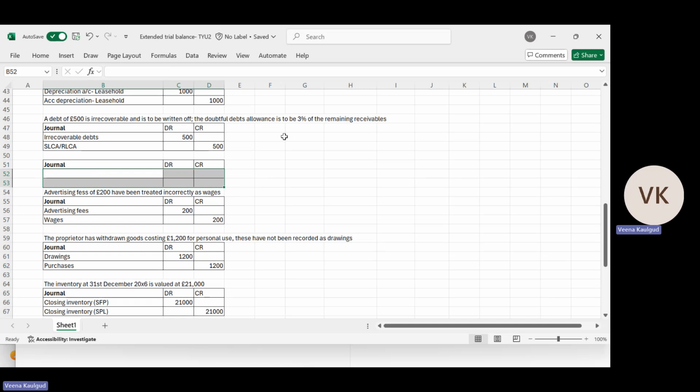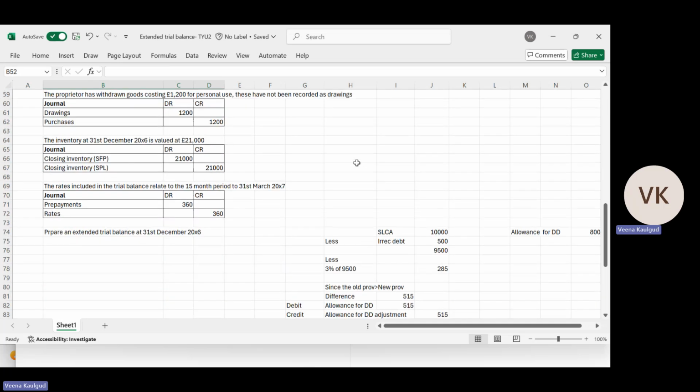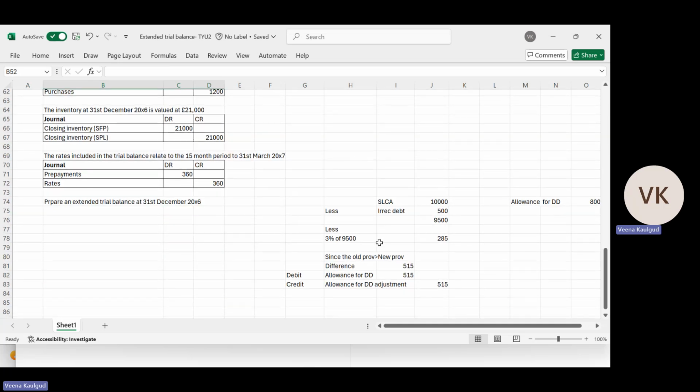So the doubtful debts allowance is to be 3% of the remaining receivables, they are saying. So now what is this remaining receivables? Let us have a look. So the calculations are here on this place. The original SLCA from your trial balance was 10,000. Always remove the irrecoverable debt first, because they are not going to pay. So take away the 500, and you're left with 9,500 SLCA.